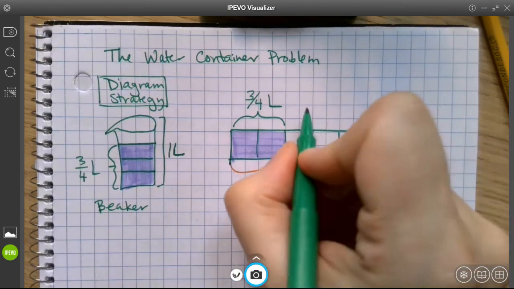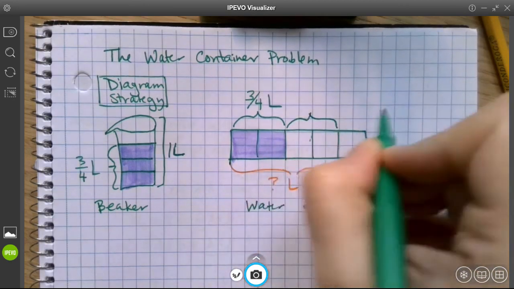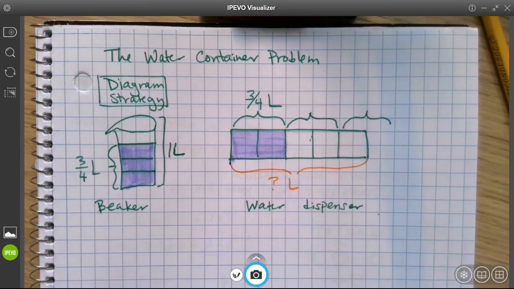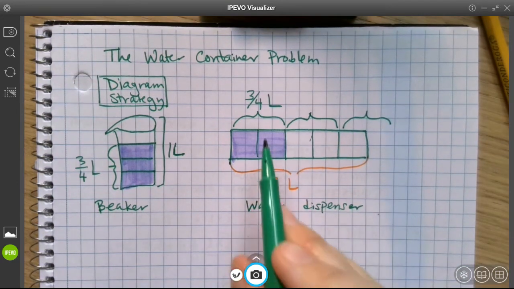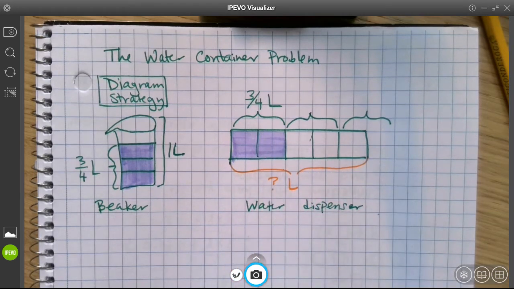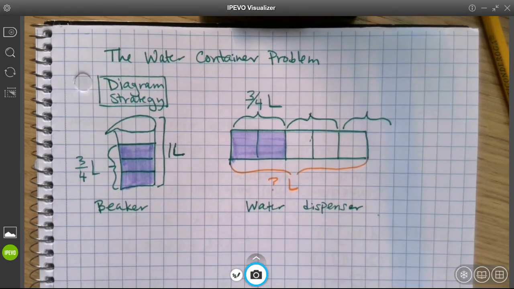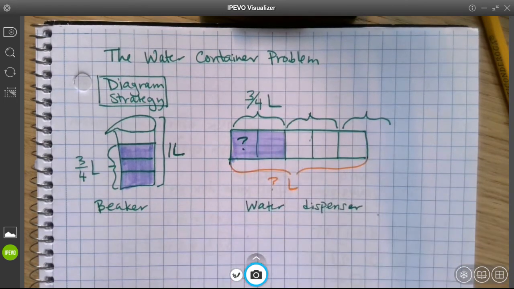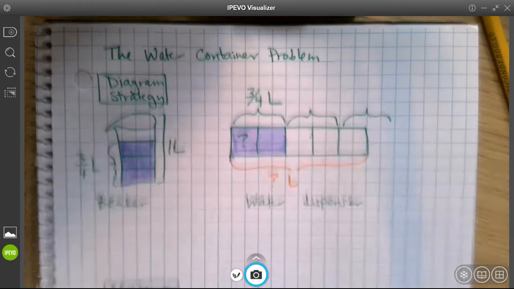Other people noticed that 2.5 groups of 3/4 will fit. So some people did 3/4 times 2.5. That will also get you to the total. But what we're looking for here is how many liters are in that full water dispenser. So you could find how much is in one. Anyway, okay. I'm going to leave the rest for you to productively struggle.